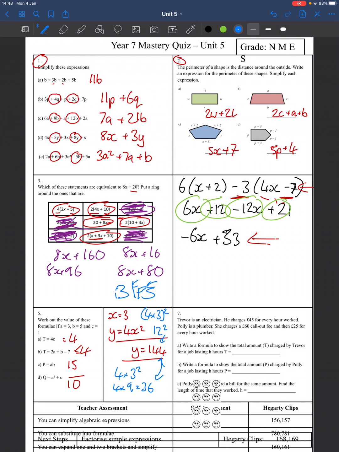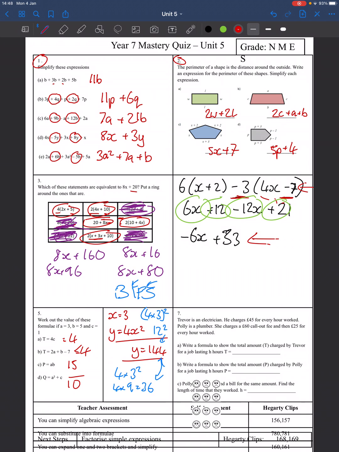Okay, this last one has got very messed up on my screen. So a formula: Trevor is an electrician, charges £45 for every hour worked. Polly's a plumber, she charges £60 call-out fee and £25 for every hour worked, which is quite a standard thing. It costs a lot of money to shake hands with a plumber or an electrician. They'd probably both do the same thing because they've got to drive to your house.